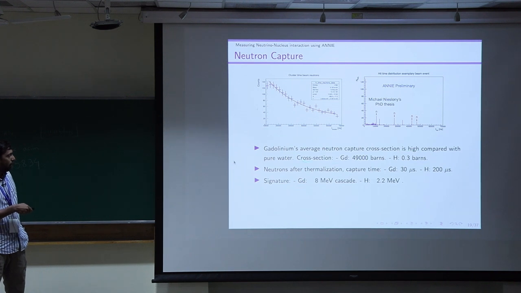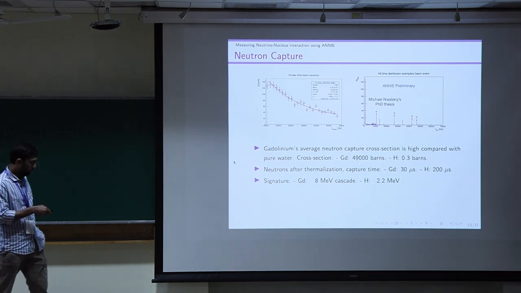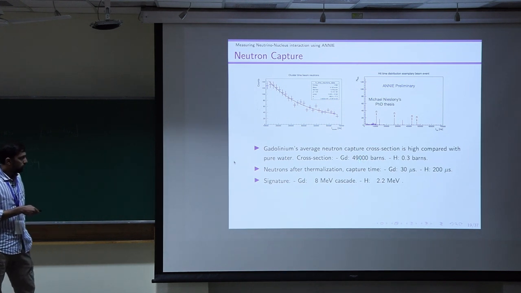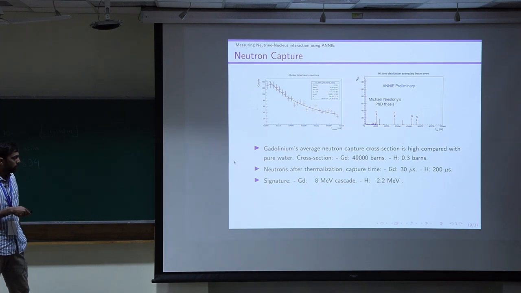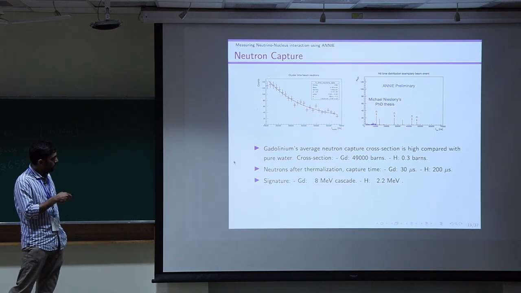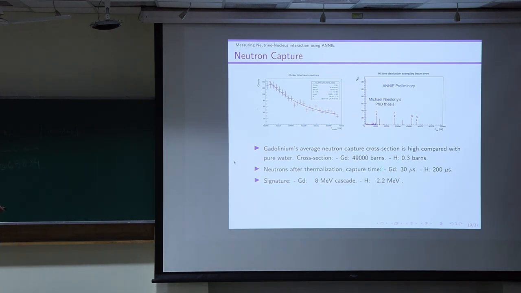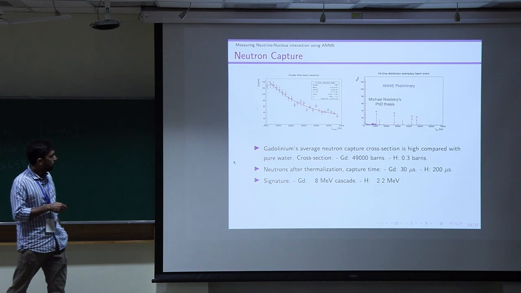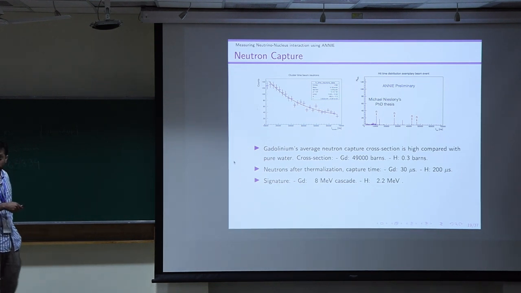The average cross section of gadolinium is 49,000 barns, whereas for hydrogen it is 0.3 barns. And you see the neutron thermalization, that means the capture time, in gadolinium is 30 microseconds, while in just hydrogen it is 200 microseconds. So you can see that it is reduced a lot if you add the gadolinium. You can do an exponential fit and calculate this number, and we are getting around 29 microseconds from this fit, and that confirms that this is basically neutron.